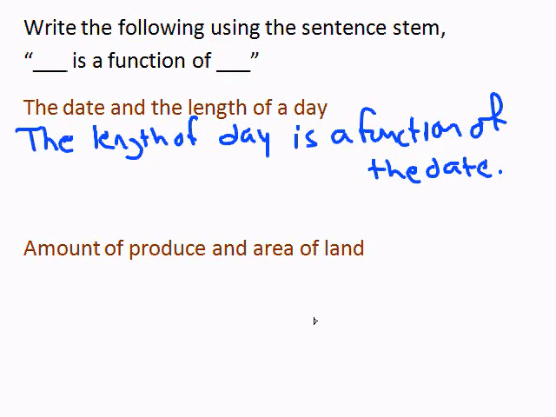You try the second example. Some explanation first. The amount of produce and area of land. This means the amount of stuff you can grow, and the area of land means the amount of land that stuff's grown on. So which one depends on which one? Does the amount of stuff you can produce depend on the area of land? Or does the area of land that you have depend on the amount you can produce? The answer is the amount you can produce depends on the area of land.